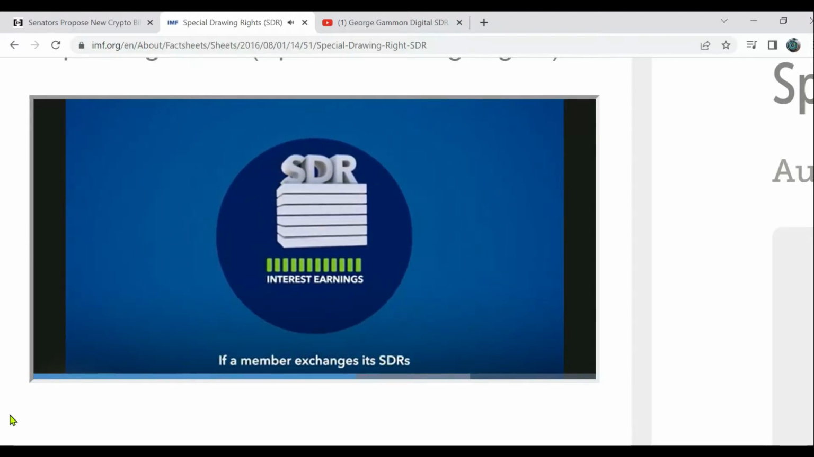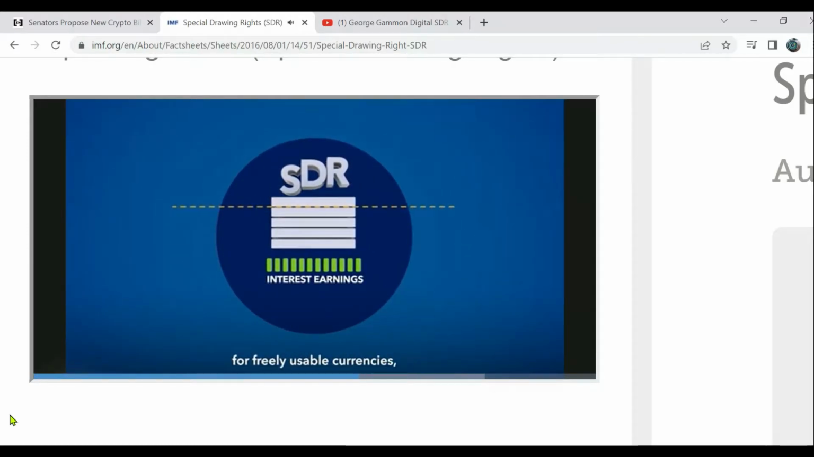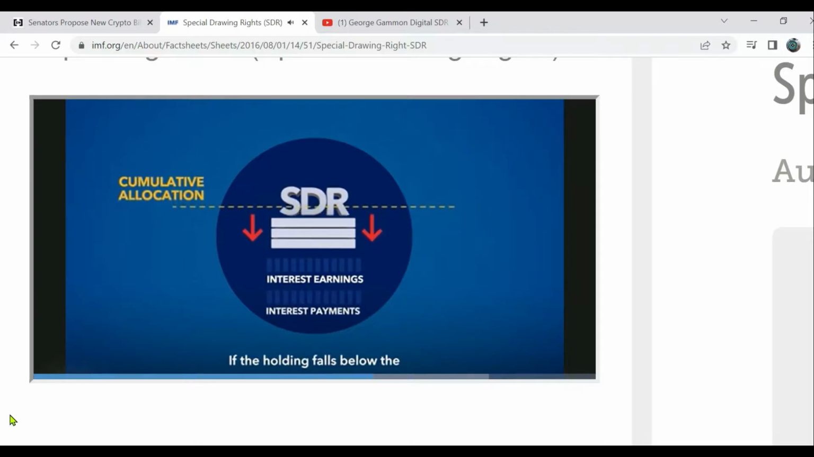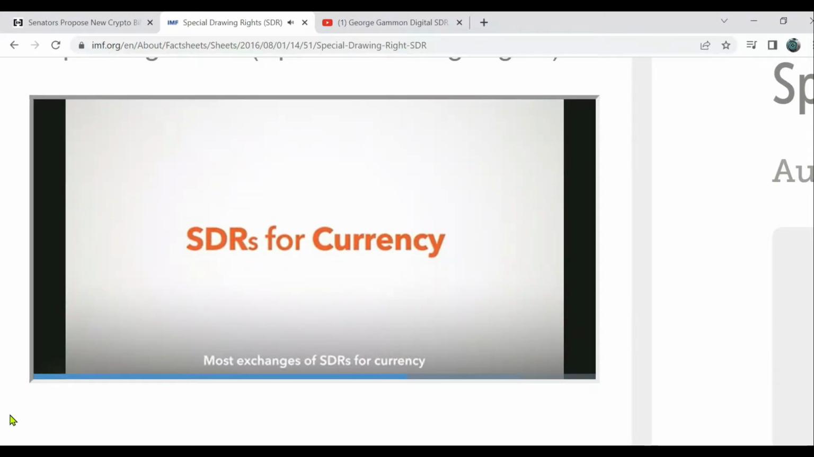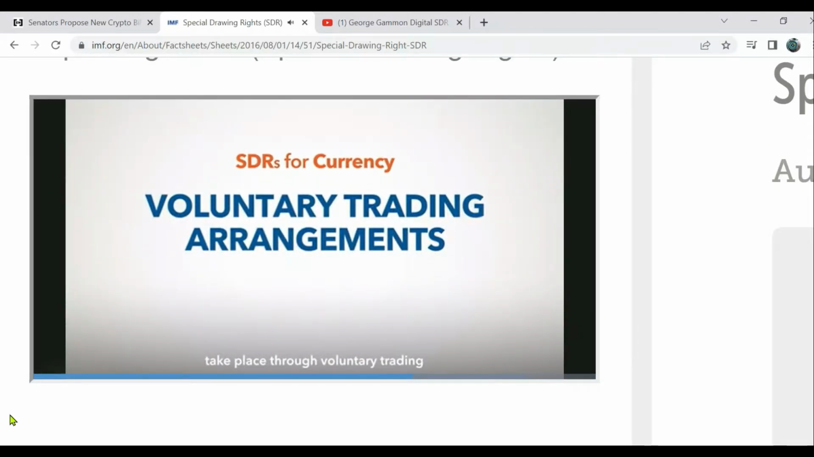If a member exchanges its SDRs for freely usable currencies, its SDR holdings and the interest earned on those holdings will fall. If the holding falls below the cumulative allocation, the member has to pay interest on the shortfall. Likewise, if a member provides freely usable currencies in exchange for extra SDRs, it gets paid interest on the surplus of SDR holdings. Most exchanges of SDRs for currency take place through voluntary trading arrangements, or VTAs.